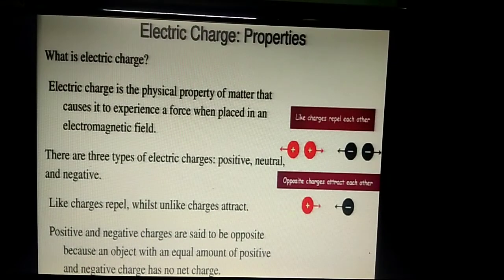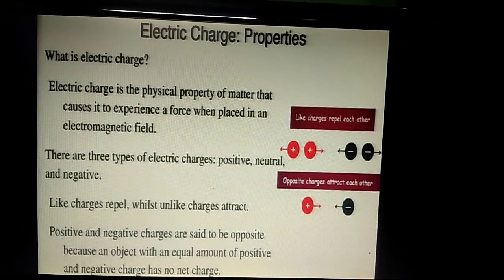What is electric charge? What are its properties? Electric charge is a physical property of matter that causes it to experience a force when placed in an electromagnetic field. There are two types of electric charges, positive and negative. Like charges repel, and unlike charges attract each other. Positive and negative charges are said to be opposite because an object with an equal amount of positive and negative charge has no net charge.